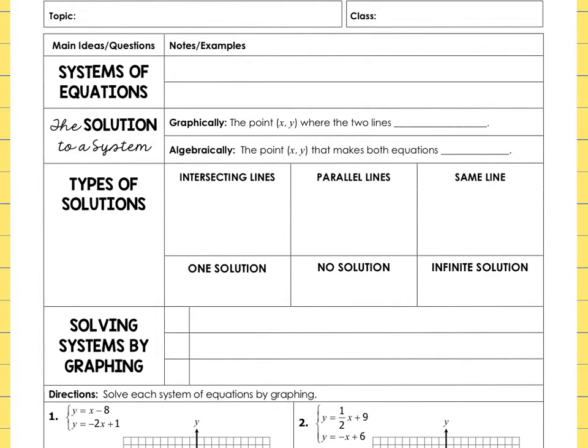So if you aren't as familiar with graphing, you may want to take a look at some videos online before we get started. Otherwise, if you are good with graphing and you know what you're doing, we're just going to jump in here.